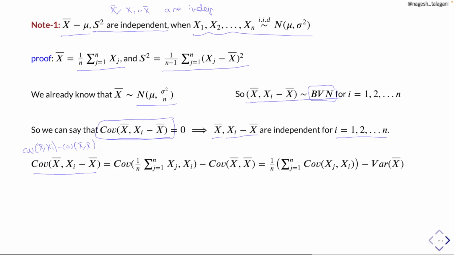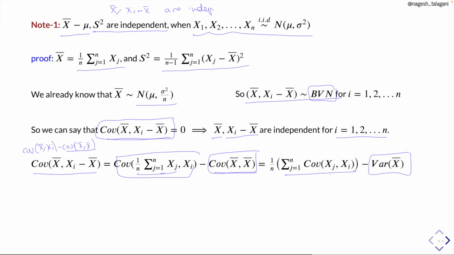this one, if you replace x bar with 1 by n summation j equal to 1 to n xj, now we have this. Now covariance of x bar comma x bar here. Again using the covariance property, this one we can write 1 by n of summation j equal to 1 to n covariance of xj comma xi, and the covariance of x bar comma x bar will be variance of x bar.